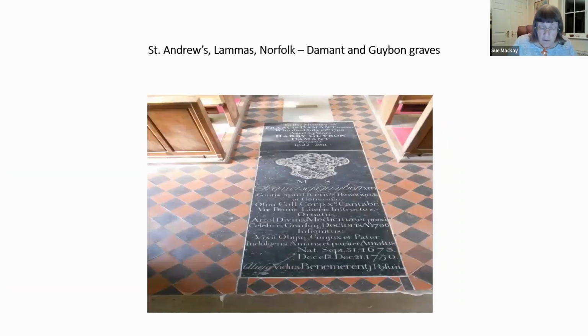Settlers, of course, did not as a rule die in the UK, but sometimes I've been able to photograph the graves of their parents, grandparents, or even great-grandparents. And these are all included on the settler location site. This is one of many Damont and Guybon graves in St Andrew's Church, Lammas, Norfolk.